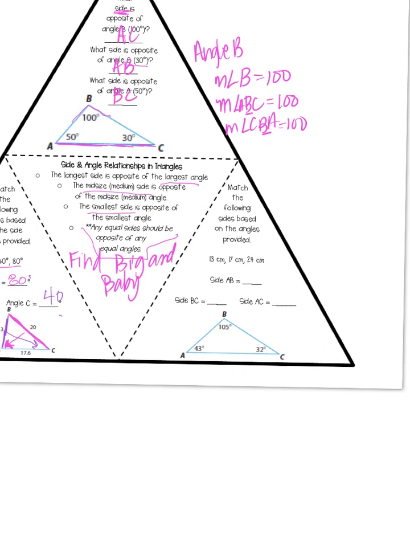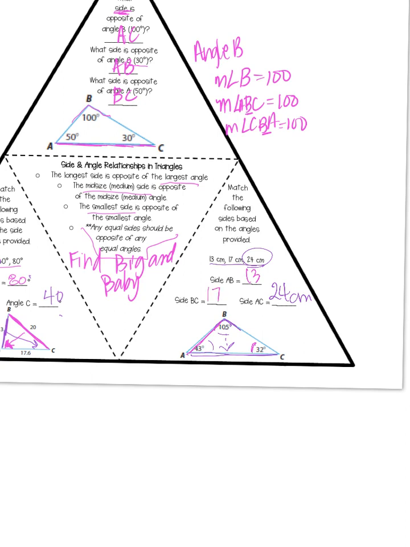Over here, they've given us the angles in my triangle, right? And then we're going to have to put it on a side length. So what's my biggest angle? My biggest angle is 105 right here. It's opposite my longest side, which would be AC. So AC has to be my longest option, which was 24 centimeters. Then find your baby. Your baby was 32, which is opposite AB. So AB is my smallest, and then whatever is left is your middle.